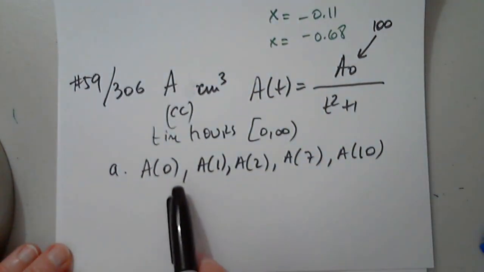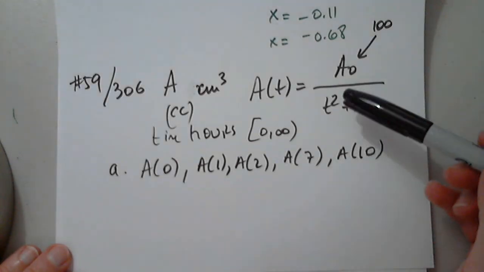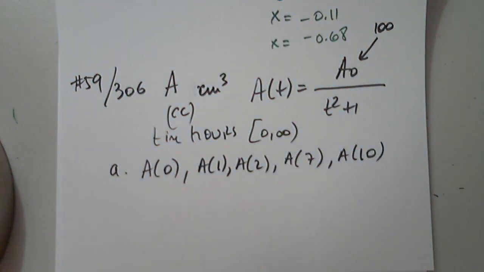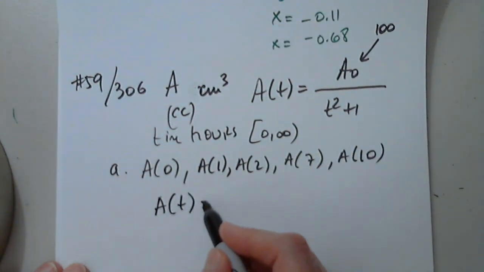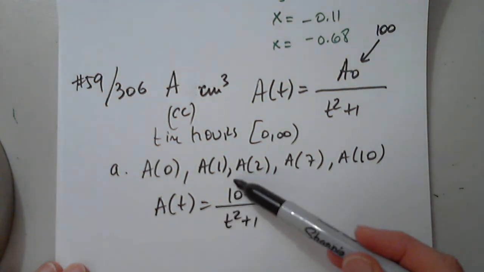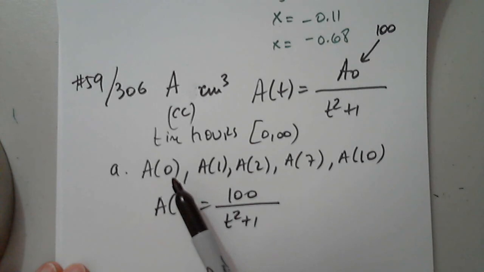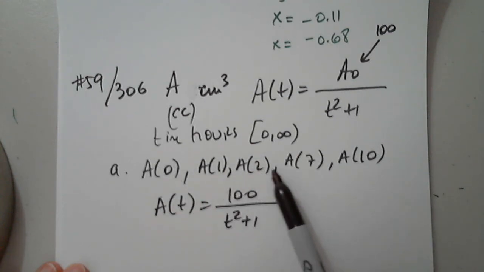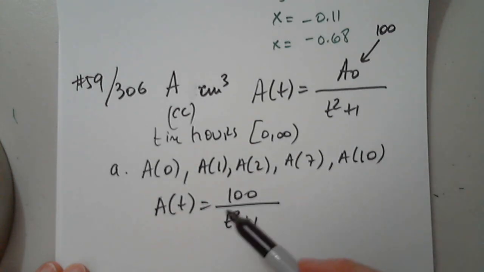Is it okay if we skip this? We are just going to put the function in. A of t equals 100 divided by t squared plus 1. We'll put this function in the graphing calculator. We'll plug in 0, we'll plug in 1, 2, 7, and 10, and get different values. Is that okay? Yes.